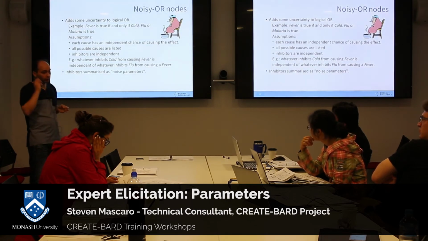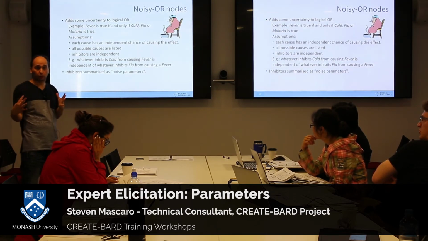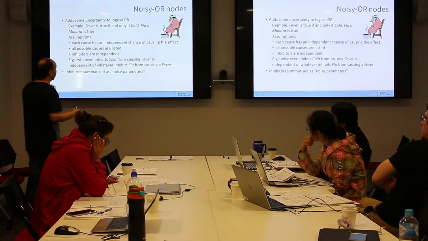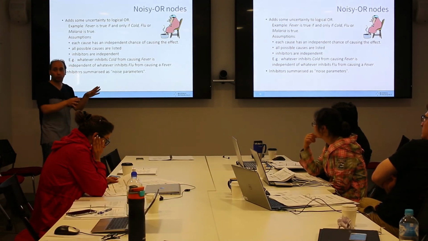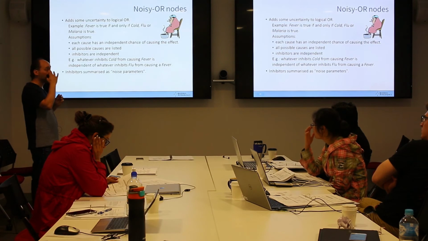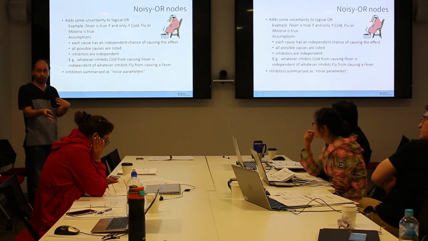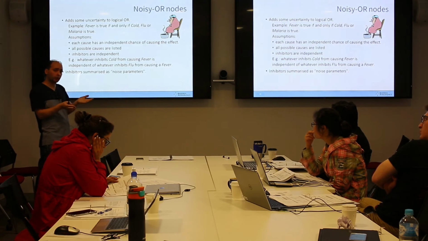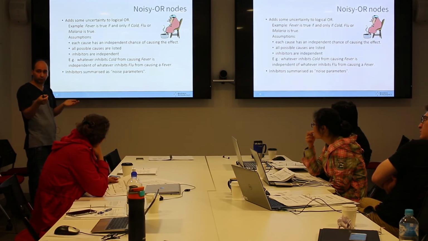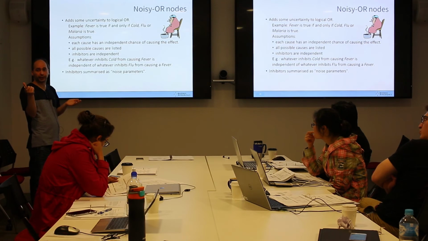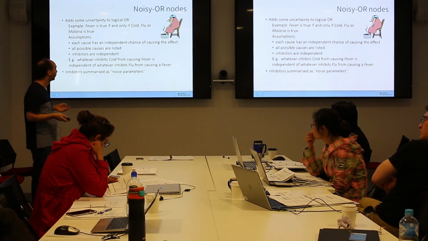Okay, so let's focus just on noisy OR. Basically, the idea behind a noisy OR is you take a normal OR and you add some noise to it. So instead of saying that if one of the causes is true, the effect is definitely true, you say that if one of the causes is true, it's most likely that the effect will be true, but there's some chance that it'll fail and won't cause the effect.